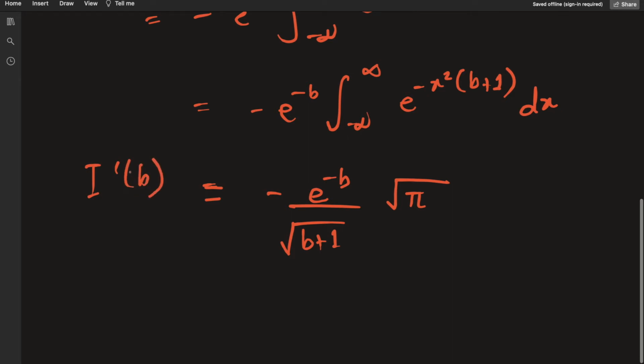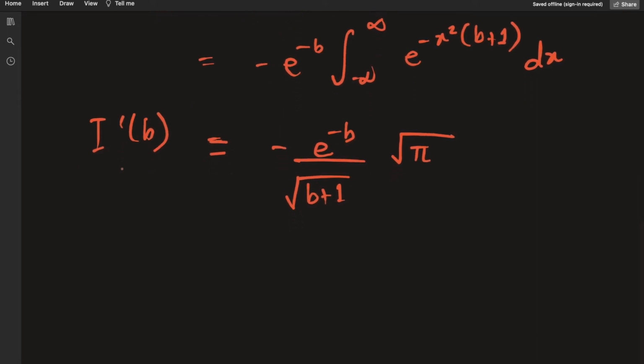Now we need to integrate with respect to b so that we get I of b back again, because by the fundamental theorem of single variable calculus, at least that's the way I like to put it, the integral of I prime of b db will equal I of b plus some constant of integration. So to get rid of that constant of integration, which is imminent, we need to have upper and lower bounds. We need to make this a definite integral.